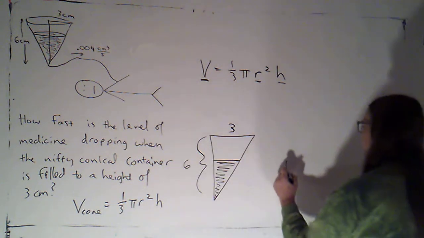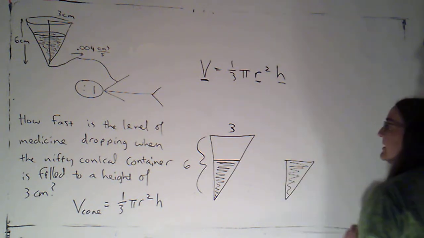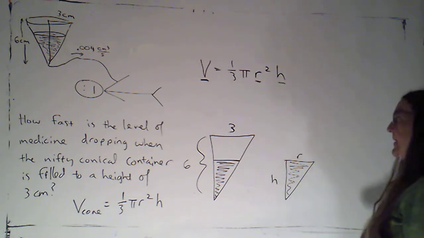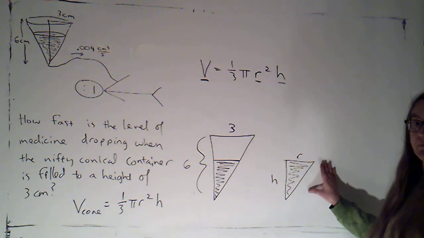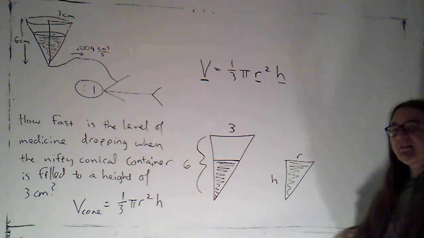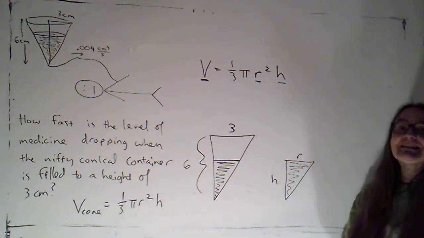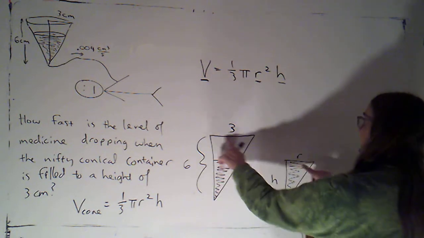I'm going to just draw a copy of that little triangular cross-section of the medication. This would be the height, this would be the radius for that. But these are similar triangles. Okay? Similar triangles means they're exactly the same shape, even though they're different sizes. So the three angles are the same.